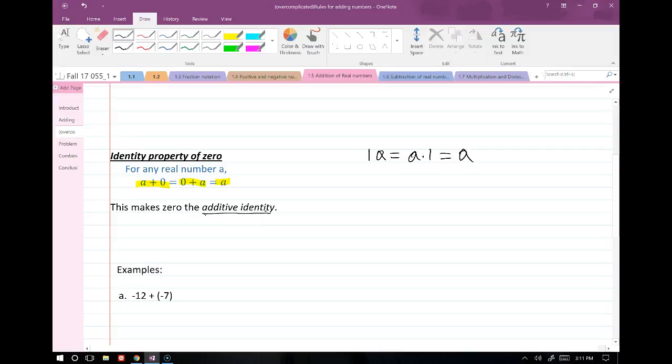Right? And so basically it says these do nothing when you use them with this operation. That's basically what it says. You use an operation with it and you get the same thing back. That's what it means to be an identity.